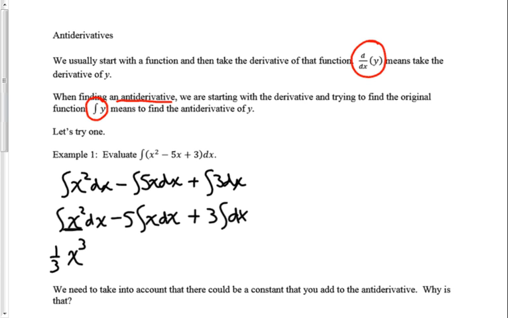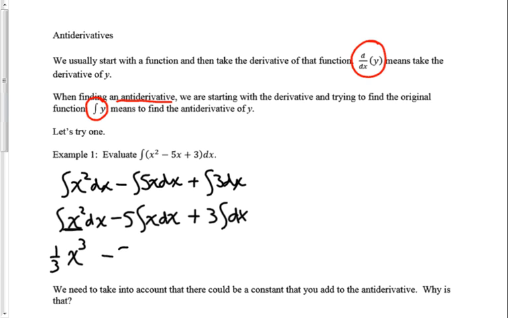Just doing a little note, I'm going to erase this. I just want to see what's the derivative of this one term. I would have 1/3 times 3x squared, and then my 1/3 times 3 is really just a 1, leaving me with just an x squared. So I'm confident in that first term that I have. Now I move on to the next one.